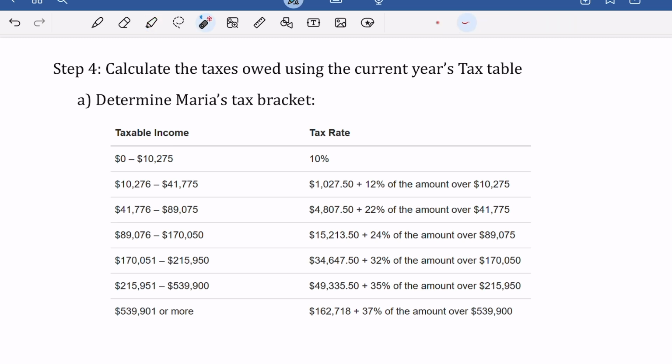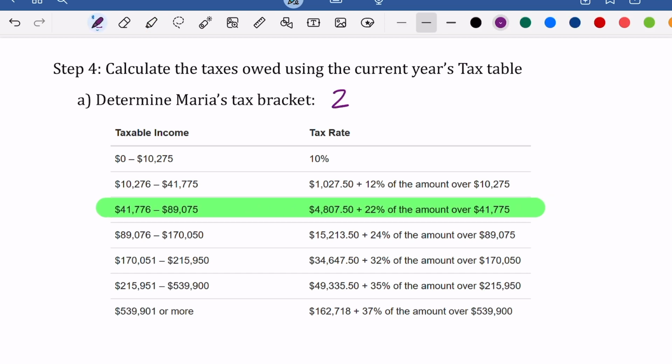Step 4 is where we calculate the taxes owed using the current year's tax table. There are several tax tables for each year, and the one we use is based on our tax status. Maria is head of household since she is unmarried with a 6-year-old. So to calculate Maria's taxes, we would use this tax table with her taxable income. This tax table has us using different levels of how we pay our taxes based on how much money we make. Maria, as we said, has a taxable income of $70,545, which puts her in the 3rd bracket at 22%.